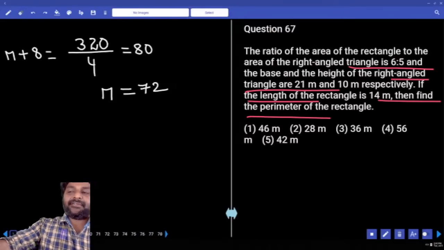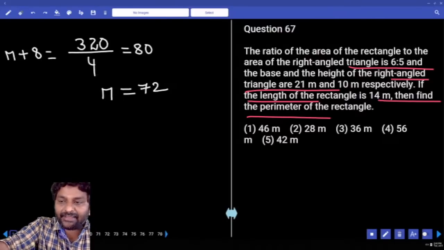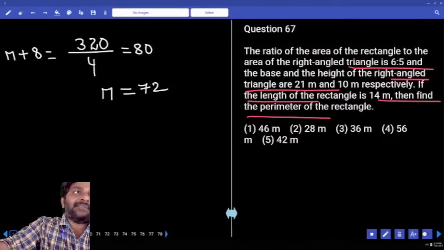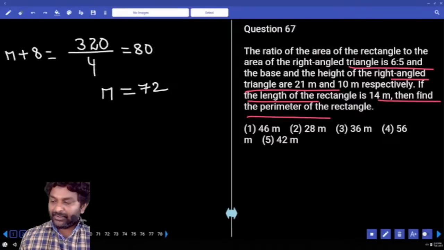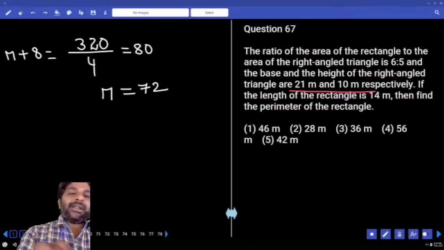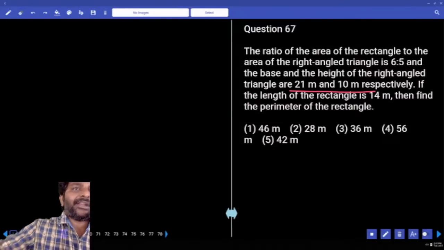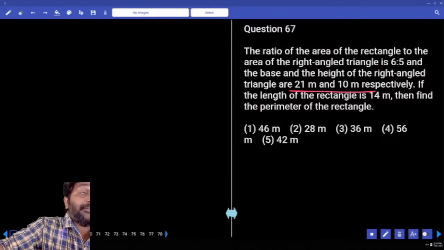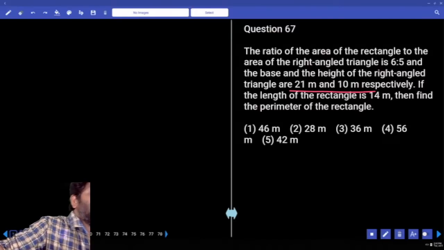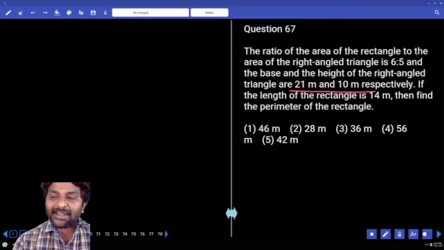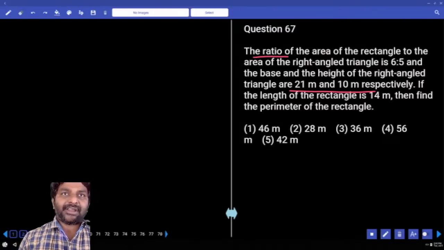The ratio of the area of the rectangle to the area of the right angle triangle is 6:5. And the base and height of the right angle triangle are 21 meters and 10 meters respectively. 21, 10, these are values related to the right angle triangle. For the right angle triangle, they were talking about ratio, right?